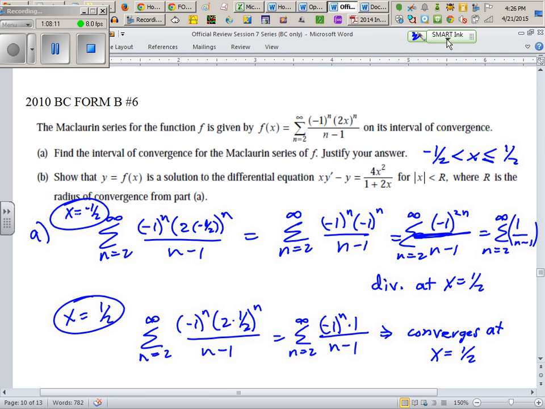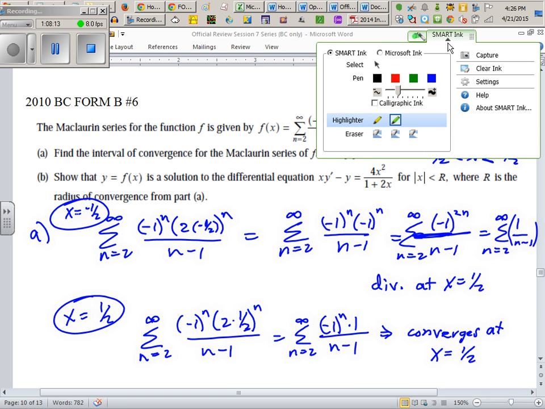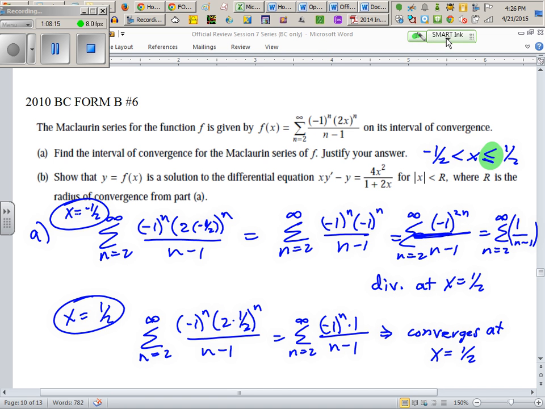So I'm going to go ahead and go up here and make my less than 1/2 into a less than or equal to 1/2. Right there in green, I just fixed it. Do not circle your answer until you have tested both endpoints. I'm warning you. Same thing happened on the math board exam last night.